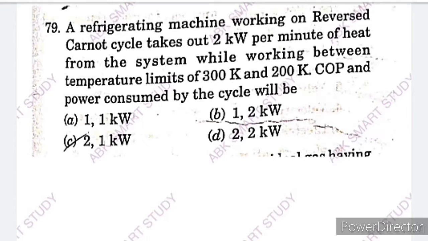And that is given in option C. That is 2 and 1 kilowatt. So here the correct answer will be option C. 2 is equal to COP and 1 kilowatt power consumed by the cycle. So option C is the correct answer. Next question.